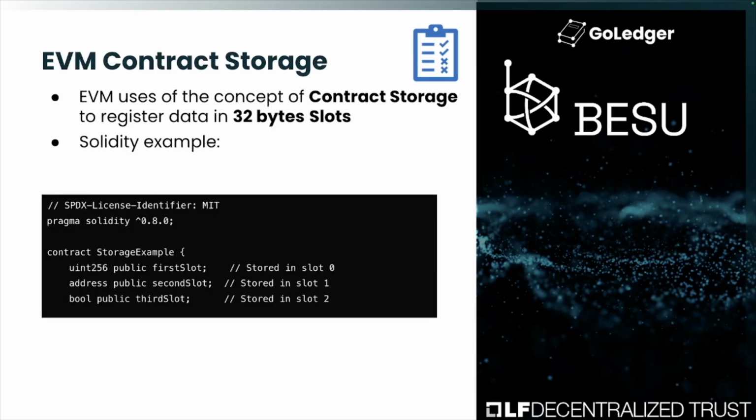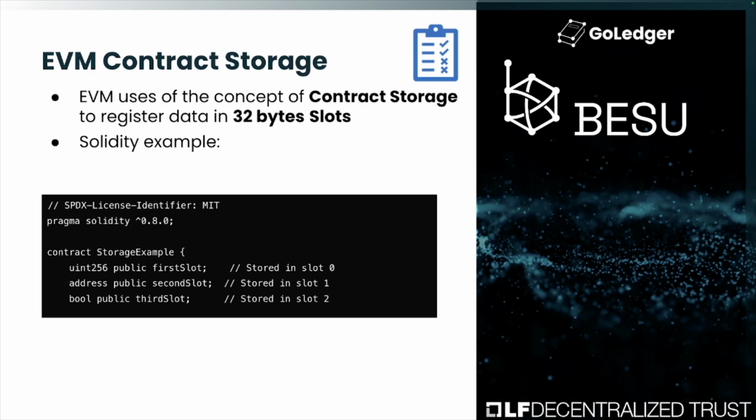Now let's understand how Ethereum stores smart contract data using the concept of contract storage. Think of contract storage as an infinite disk drive where data is stored in 32-byte slots, with each slot having a unique address starting from address 0. These slots are fundamental for managing and optimizing how data is saved and accessed in a smart contract.